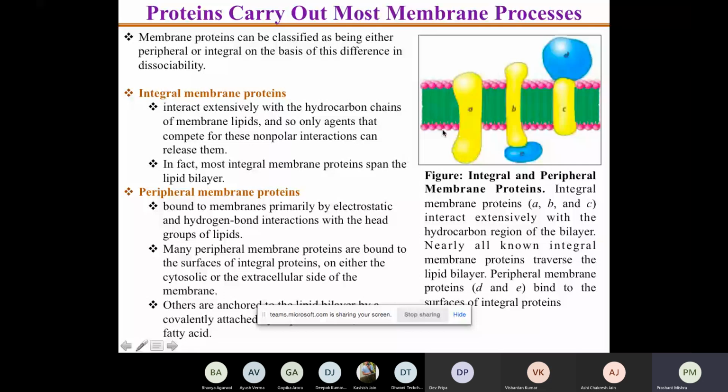Looking at the peripheral membrane proteins, for example, this blue one, they are bound to the membrane primarily by electrostatic or hydrogen bonding with the head group of the lipid. So lipid head groups can interact with these outer-side proteins, or they can also interact with the surface of integral proteins. This is an integral protein, and on the surface of the integral protein, this is present. So it could be a protein-protein interaction. It could be a protein and lipid interaction. That is why they are interacting. The third type you will find is anchored to the lipid of protein.